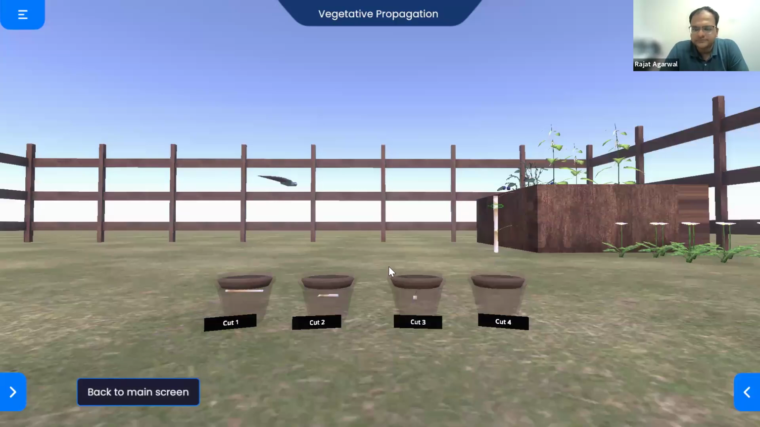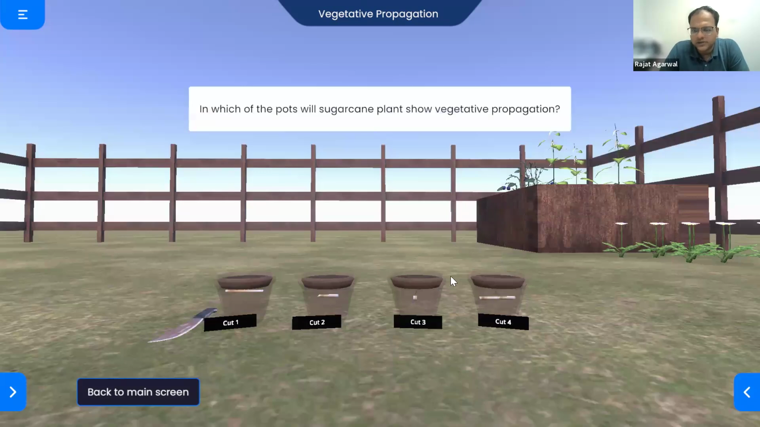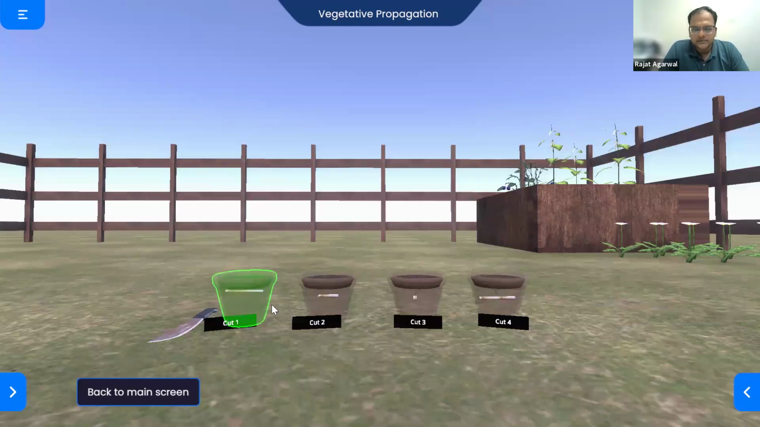And as you can see, the long part has been put in. So I think the third and the fourth are pretty much the same, but it's just the shorter and the longer end, right? In which of the pots will the sugarcane plant show vegetative propagation? That's the important question, and I think this is why simulations are really helpful, because we get to see these vegetative propagations and understand the concept much better in such cases, right? All right, so let's see. Let us find the answer.